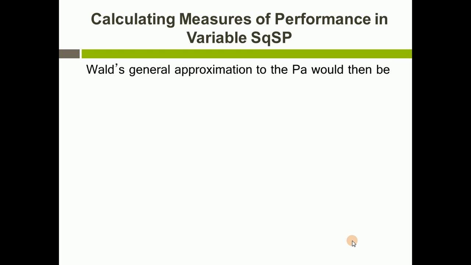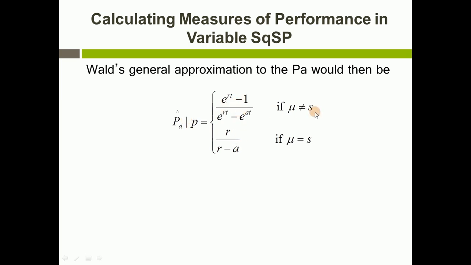Then we shall work as usual as we did in an attribute sequential sampling plan. So we can approximate the probability of acceptance like Wald presented it in two formulas. This one if mu is not equal to ls, which corresponds to an expectation of zi not equal to 0, or this formula if it happens that mu is equal to ls. And of course the t that we have just defined can be calculated and then substituted in this formula if mu is not equal to ls.